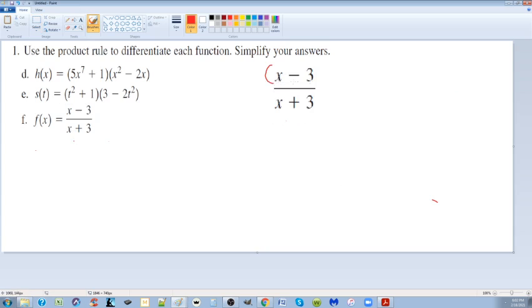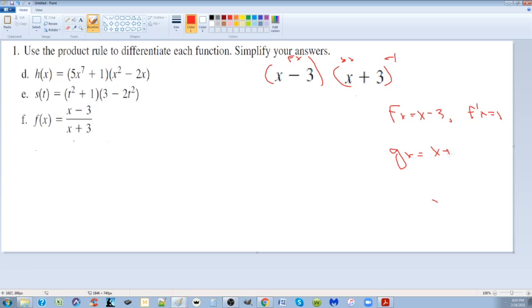All right, put them in brackets. It's a lot easier. This is the same as that. And so now I'm going to assign them f of x and g of x. I'm going to say f of x is equal to x minus 3, and f prime of x is equal to 1. That's the derivative of that. And g of x is equal to x plus 3, and the derivative of g of x is 1. So you can see the derivatives are quite simple. I almost don't have to write this down, but it's going to be the product rule.